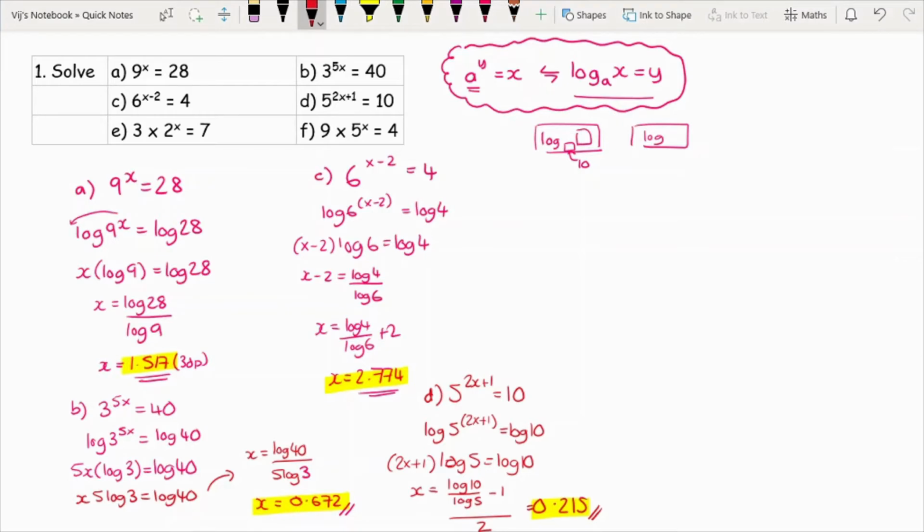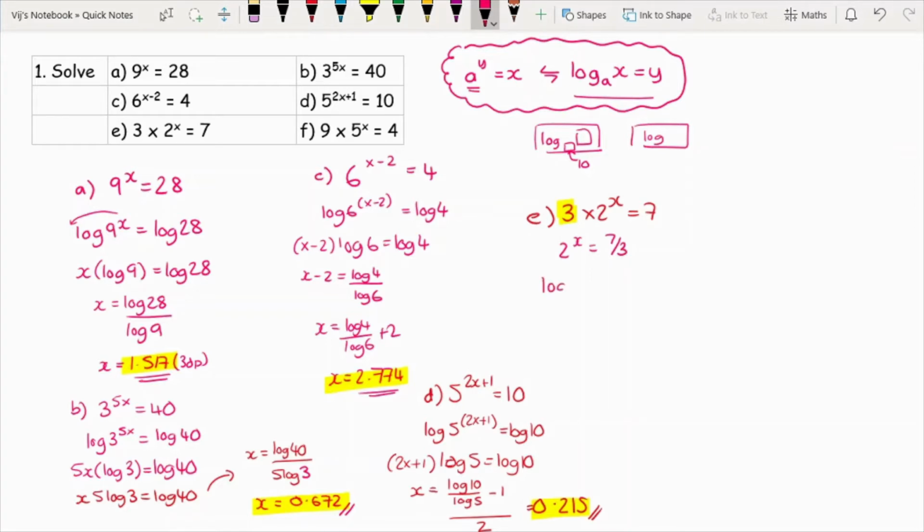So moving on to E. Here now we've got 3 times 2 to the power of x equals 7. Now as you can see, I've got this 3 that I need to get rid of, because what I'm wanting on the left hand side is just the base number and the power. So I need to get rid of this 3 first, and I do that by dividing. So it's going to be 2 to the power of x equals 7 over 3.